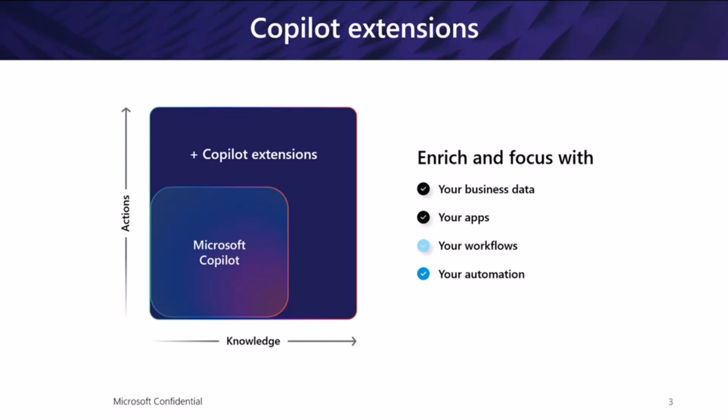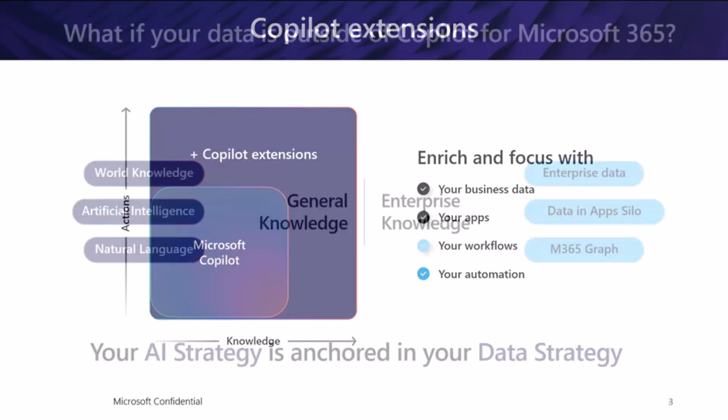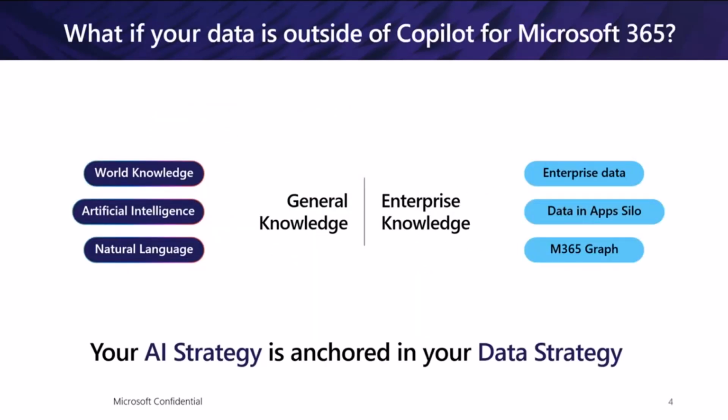So you'll extend that information by adding additional knowledge and actions that will be able to get to your business data. You can build flows, you can build automation, you can build all kinds of different things off of this that are going to help you make this Copilot do the job that you need it to do within your organization or your company. As I mentioned, your general knowledge includes things like world knowledge, natural knowledge, and artificial intelligence, and that comes by default with Copilot.